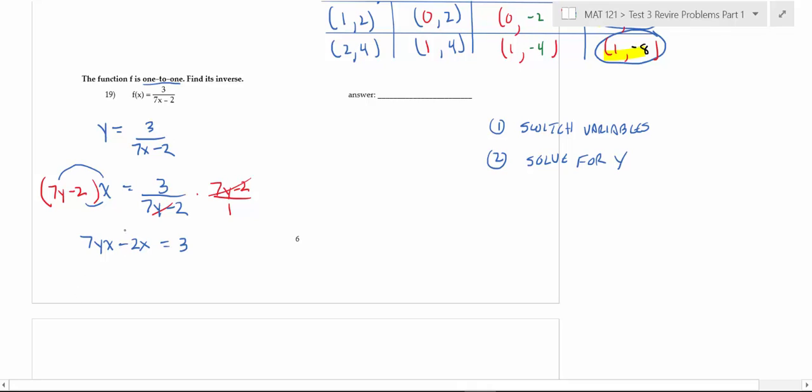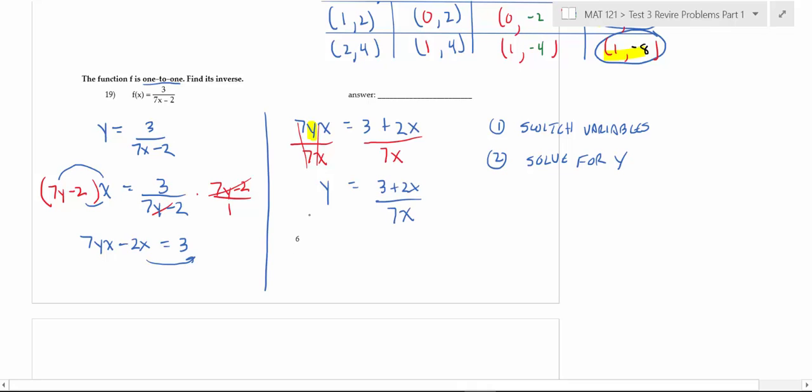Then I'm going to move this over here. Everything that's got an x in it needs to go to the other side of the equation except this. So I'm going to have 7yx is equal to 3 plus 2x. So I'm going to add 2x to both sides. Now if I want to get y by itself, I've got two numbers multiplied by y, so I can divide by those two numbers. So what I get is y equals 3 plus 2x over 7x.